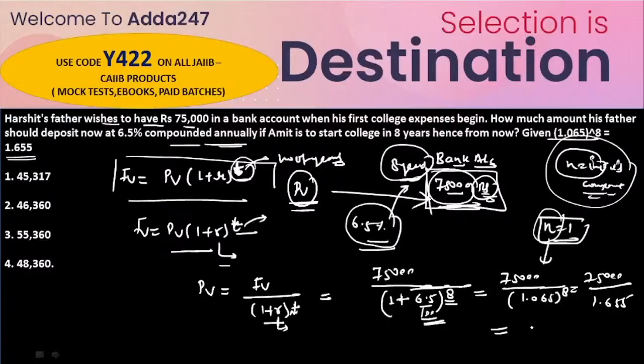So the answer will be 45,370. Am I right? So that would be your answer. I just explained this question in terms of the future value and present value. But if I say how you can find this out from the compound interest formula.